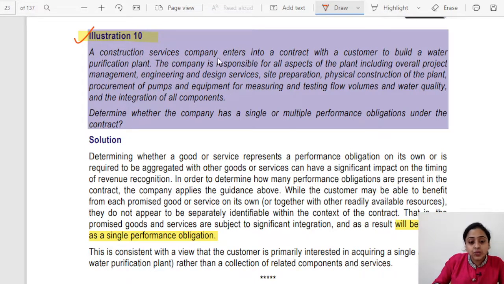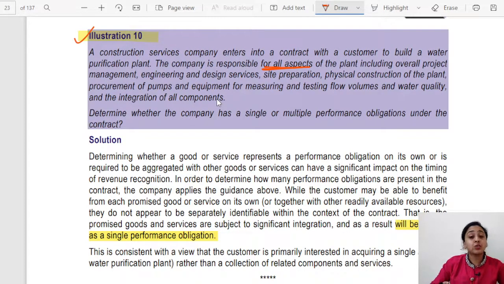A construction service company enters into a contract with a customer to build a water purification plant. The company is responsible for all the aspects of the plant, including overall project management, engineering, design, site preparation, physical construction of the plant, procurement of pumps and equipment for measuring and testing flows, volumes and water quality, and the integration of all the components. So as a whole, you are given a project. Now you have to take care, you are an entity and you have to make sure that everything required is delivered by your entity.